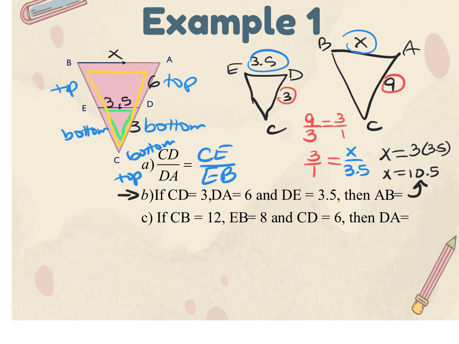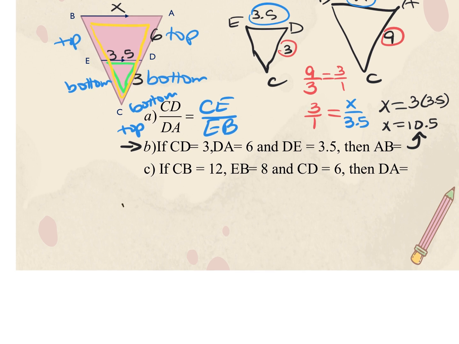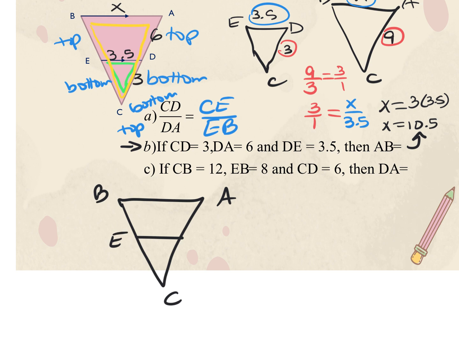Now I'm going to do part C, and I'm going to change the numbers. So let me go ahead and redraw the picture down here. So I have B, A, C, E, D, and again, they had parallel marks here. So CB is equal to 12. So this whole thing is 12. EB is 8. CD is 6. And I don't know DA.